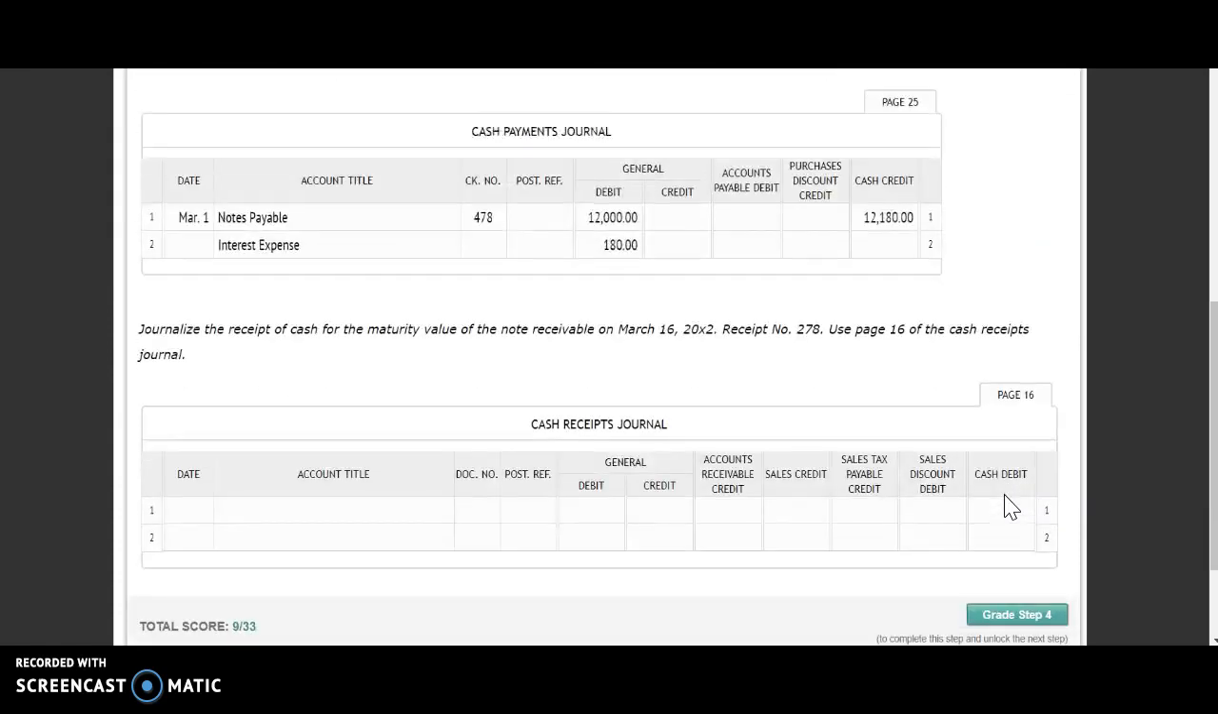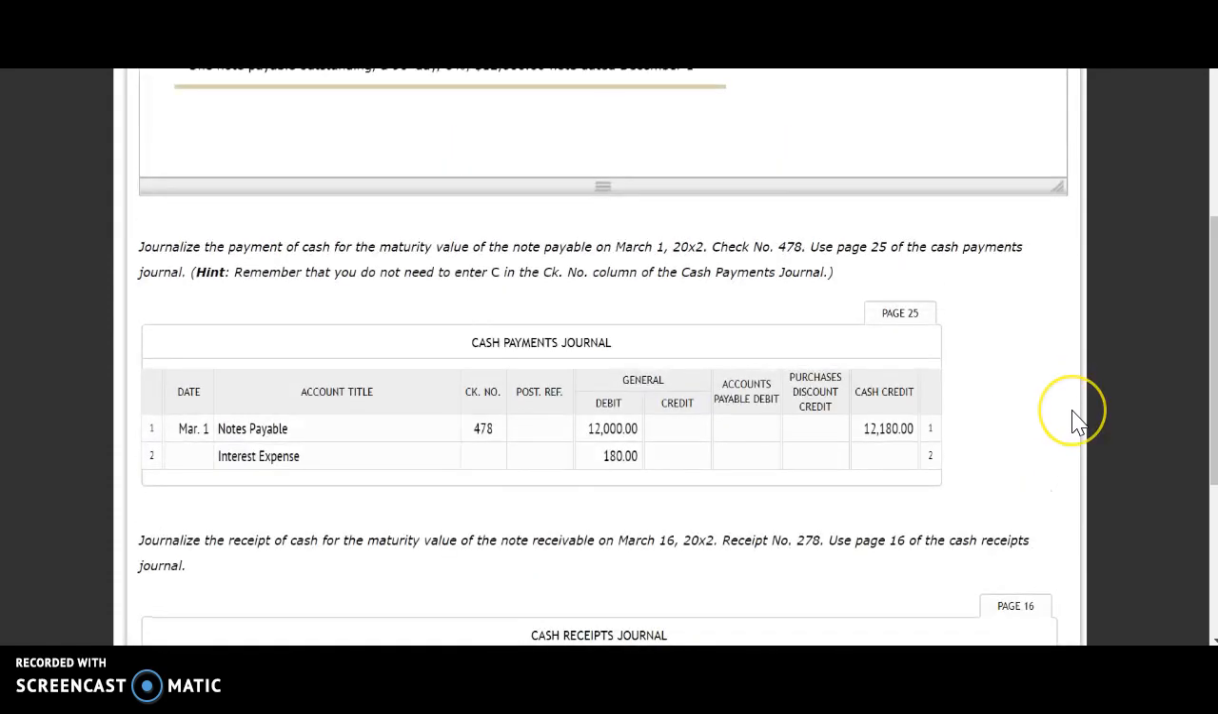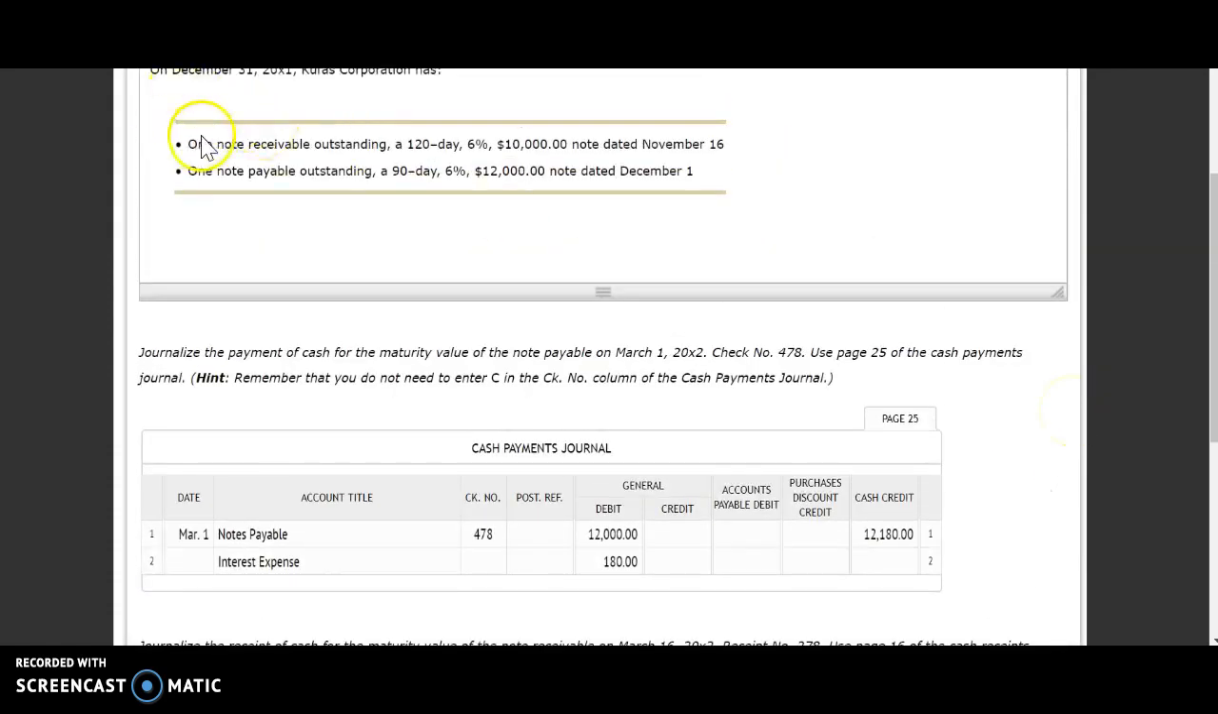Okay, I'm going to scroll down. Now it tells me I'm going to journalize the receipt of cash for the maturity value of the note receivable on March 16th, 20x2. Receipt number 278, use page 16 of the cash receipts journal. So now we're saying that we're receiving cash for this note receivable. So I'm going to have to do the same thing.